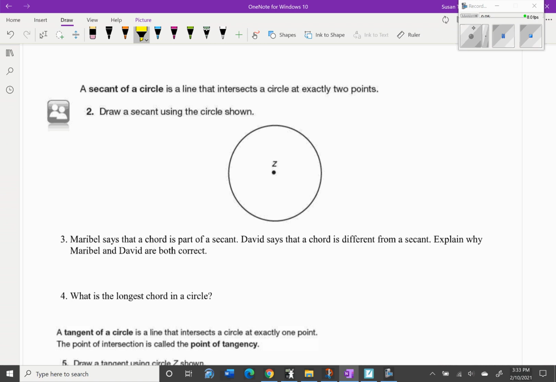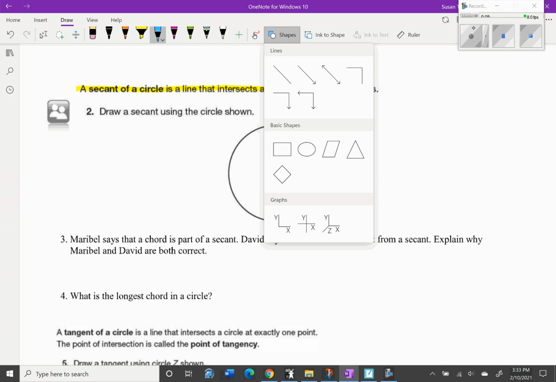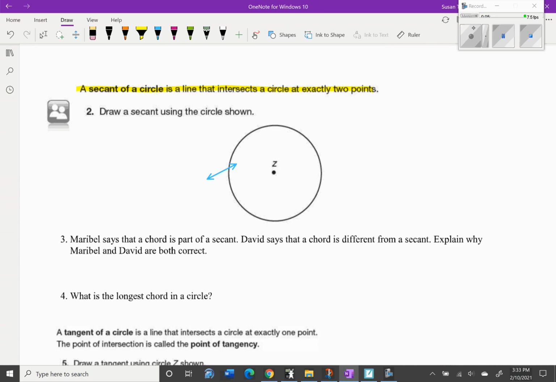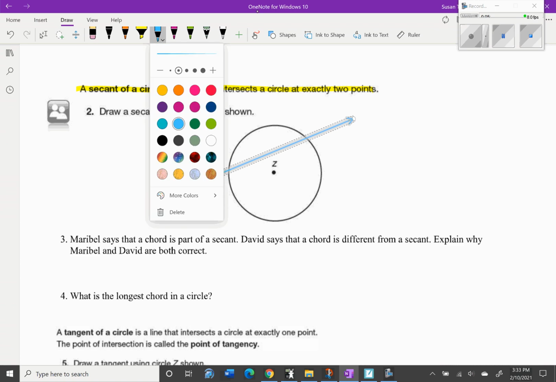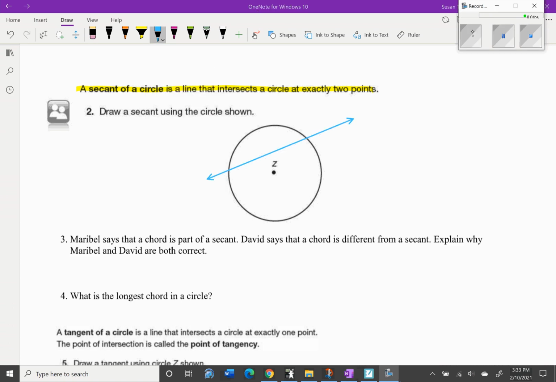So the next part: a secant of a circle is a line that intersects the circle at exactly 2 points. This is saying draw a secant using the circle shown below. So if we draw a secant line, there would be an example. We're going to call this A, B. So we would write AB is a secant.